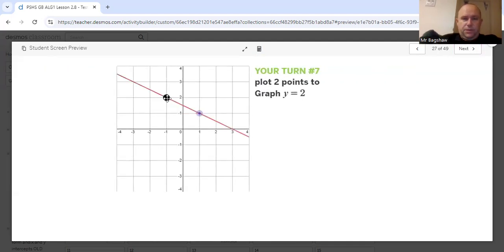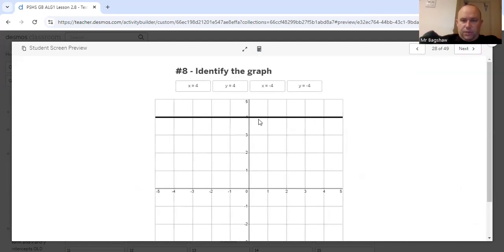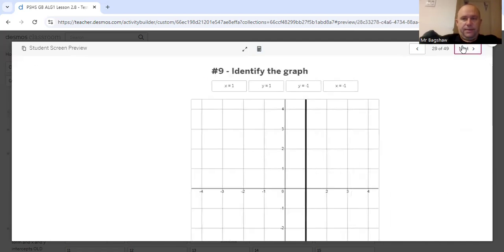Plot 2 points for y equals 2. So I know this is a horizontal line going through 2 on the y-axis. Done. Check on Desmos again if you're not sure. Which one is this? Well, this looks like a horizontal line, so I'm thinking of HOY, H-O-Y. So this is y equals, goes through 4 on the y-axis. You can check. I promise it's correct.